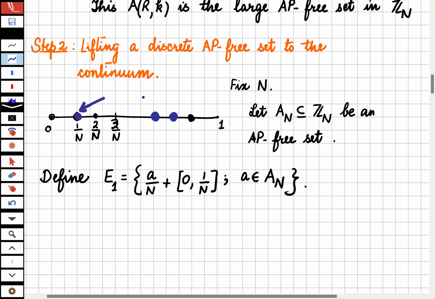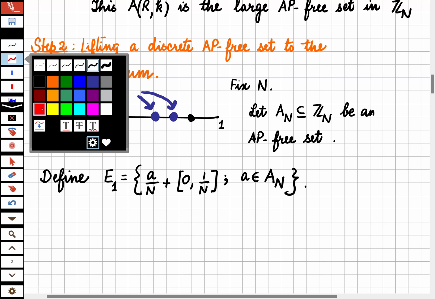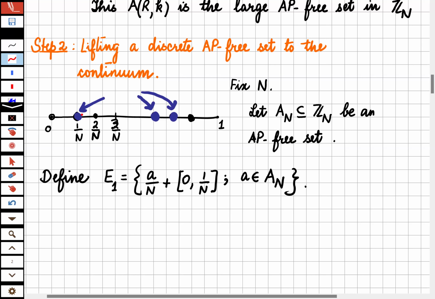And for each one of them, I'm going to consider a thickening of it. What does that mean? So that means that for this, I will add on this set. For this one, I will add on this one and this one. So my final E1 is going to be the union of all of these red intervals. Okay. Now, this is what we are going to iterate from this step forward. So let's continue. So iterate this.